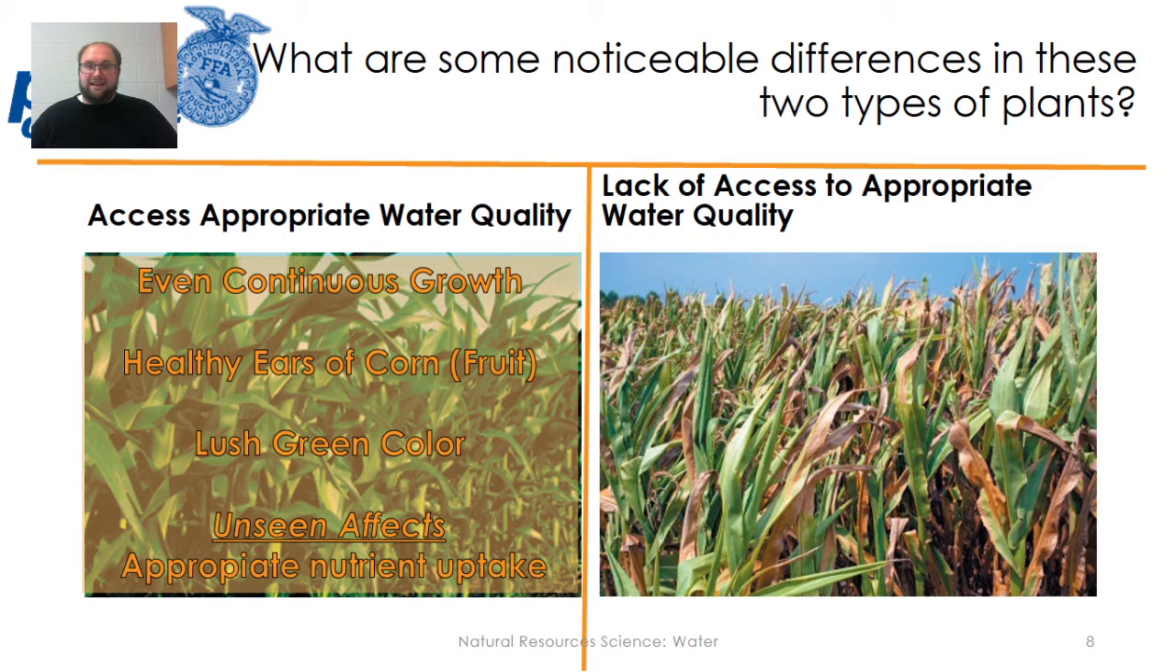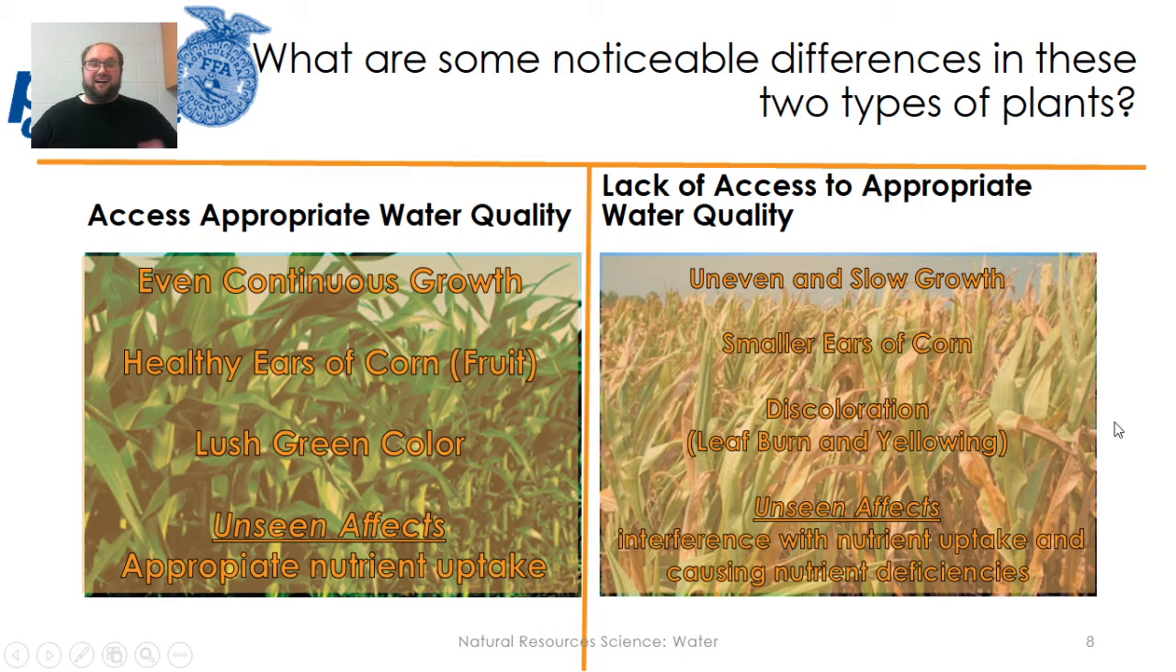So, what you guys may have seen and things you may have noticed for lack of appropriate access to water is uneven and slow growth. Some of these plants are shorter than the others. That means that plant didn't have enough water or got too much of the bad quality water, and it stunted the growth of the plant. It gave us smaller ears of corn. That means smaller amounts of fruit, okay? A smaller harvest, all because it does not have access to appropriate water quality.